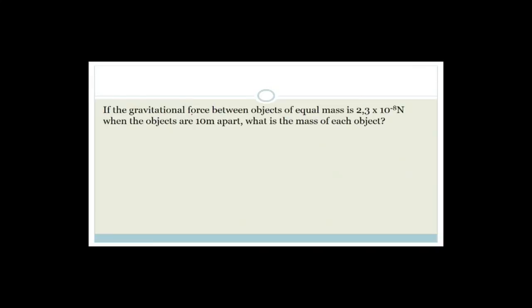It says, if the gravitational force between objects of equal mass is 2.3 times 10 to the minus 8 newtons, and the objects are 10 meters apart, what is the mass of each object? Our formula is F is equal to big G, M1, M2 over R squared. The big G, remember, is 6.7 times 10 to the minus 11. Remember, you need to use whatever's on your formula sheet. The R is 10. The force is 2.3 times 10 to the negative 8. They want the mass of each object, but they're the same, so do you agree that M1 is going to equal M2, which you can just say is M?